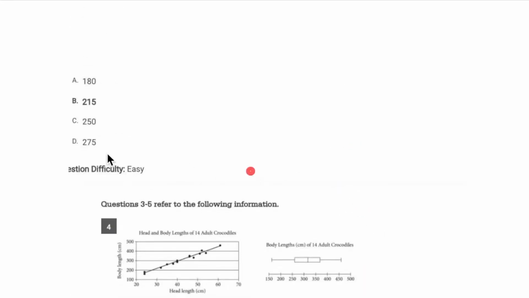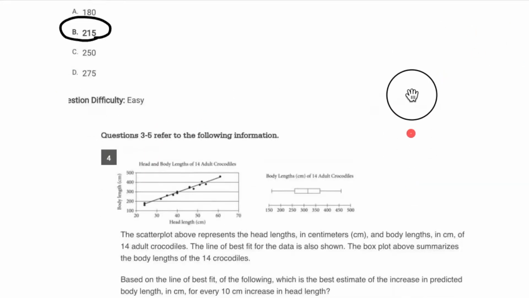And here are the answer choices. And the answer that is correct is 215. That one was an easy problem, not too hard. Just take your time on those.